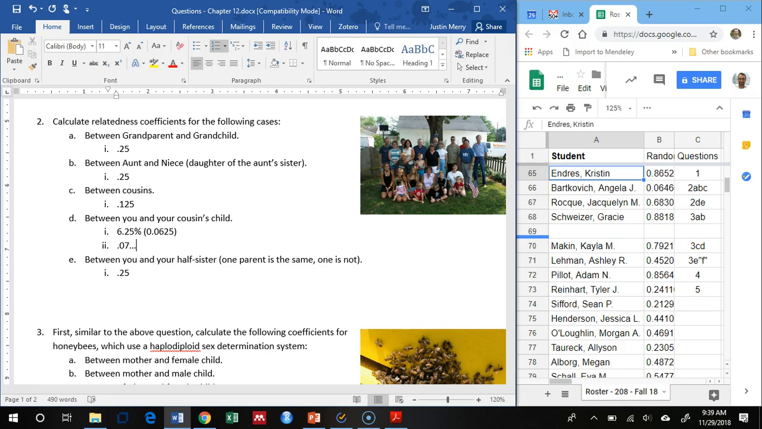The other way you can do it, honestly, is you can just start with 1 and then divide by 2 to get to your parent. Divide by 2 again to get over here. Divide by 2 to get here. So each 0.5, you're just dividing by 2. And that'll get you there.